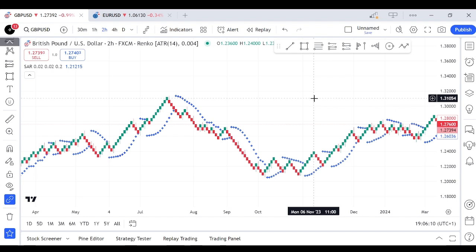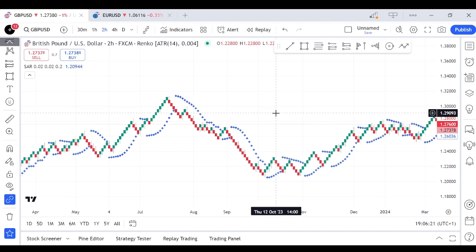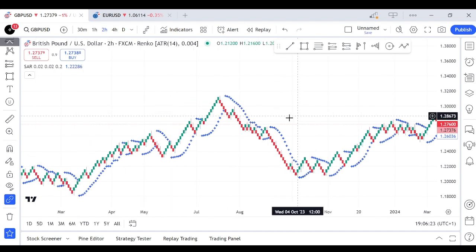Okay, for the parabolic SAR retracement strategy, it combines the power of Renko charts with the parabolic stop and reverse indicator to identify potential trade entries during pullbacks in a trend. So the parabolic SAR is represented by dots above or below the price. When these dots are below the price, it indicates an uptrend. Conversely, dots above the price suggest a downtrend. So this indicator works particularly well with Renko charts due to their clear trend representation.